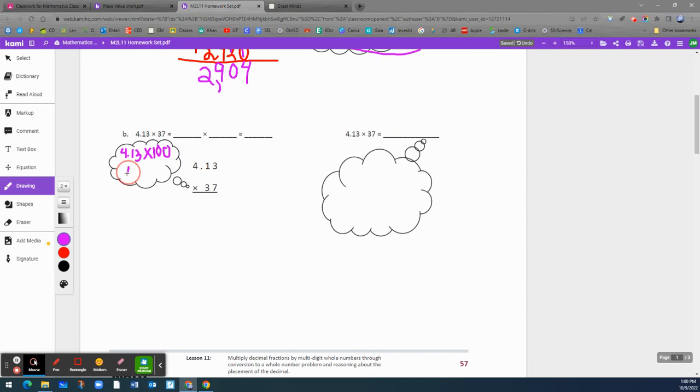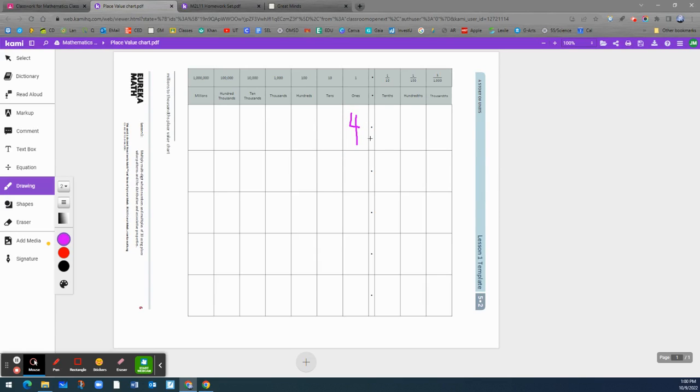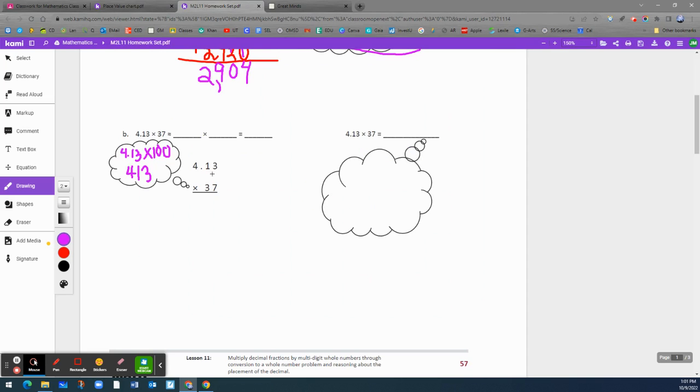4 decimal point 13 times 100, so now the 3 is 3 ones. And the 100 is going to be 1/10. And the last digit, which is the 1, is going to be now 4 hundredths. So now we're using this number 413 to solve the multiplication. So we're going to treat this number as such. Now let's do the multiplication.